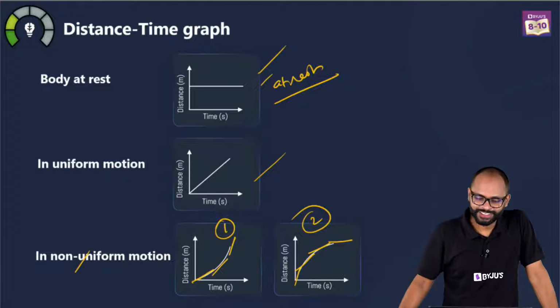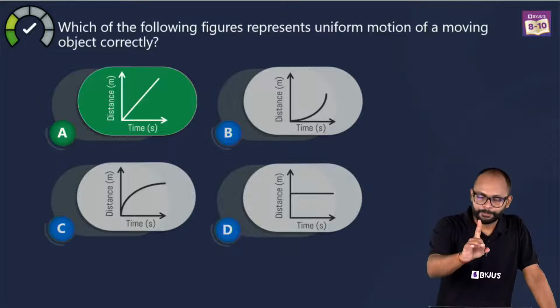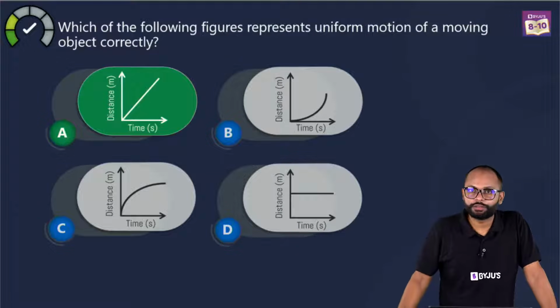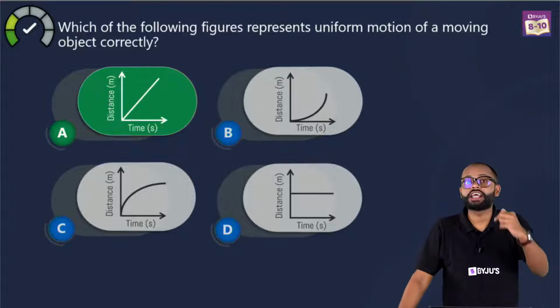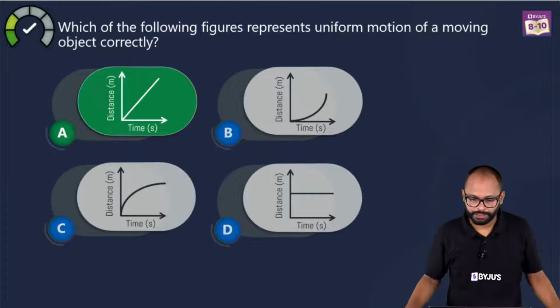Nice, Subhas. Very good. So, the correct answer is A. And I hope you got the answer of your question. What does option B represent? It represents non-uniform motion. More precisely, it is accelerated motion, right?